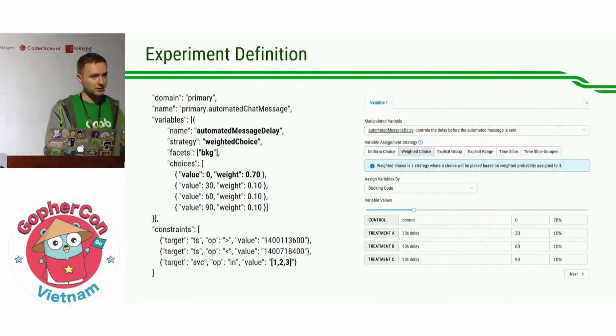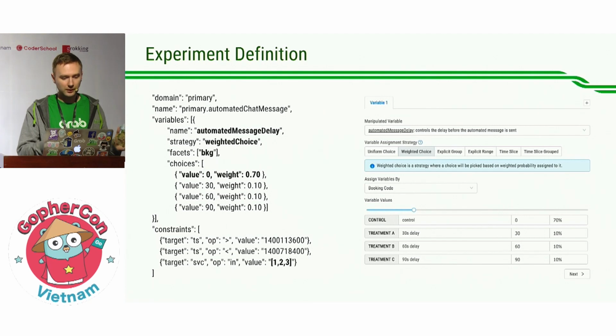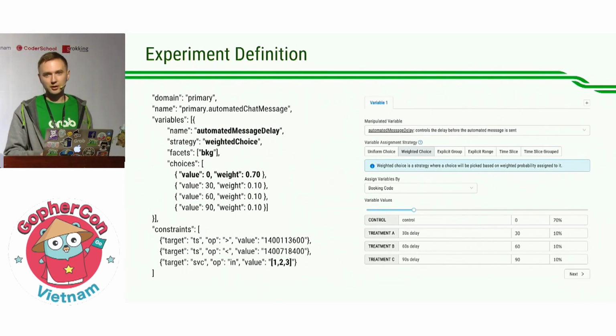We have a weighted choice, which says how I want to change it. 70% of all the bookings get the value 0, which means no message is sent. 10% get value 30, so after 30 seconds, we send a message. 10% get 60 seconds, and 10% get 90 seconds.